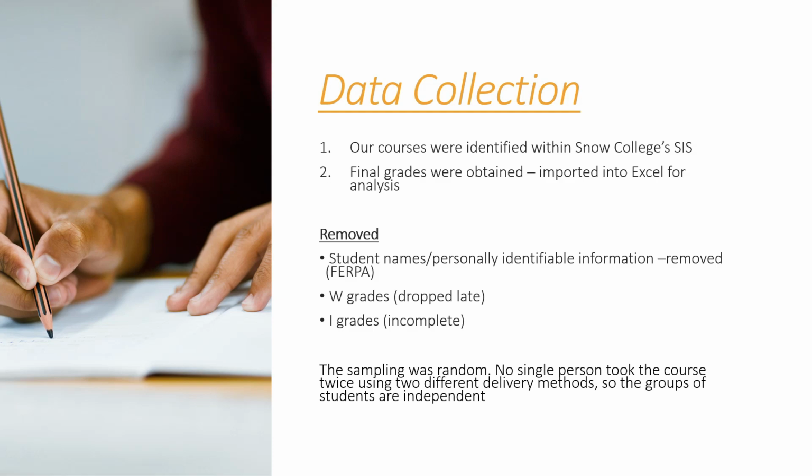Then we went through and removed the students' names and personal identifiable information. Students who had earned W grades or who had dropped late in the semester were removed from the analysis, as well as students who had received I or incomplete grades. So this sampling was random. No single person took the course twice using the 2 different delivery methods, so the groups of students are independent.